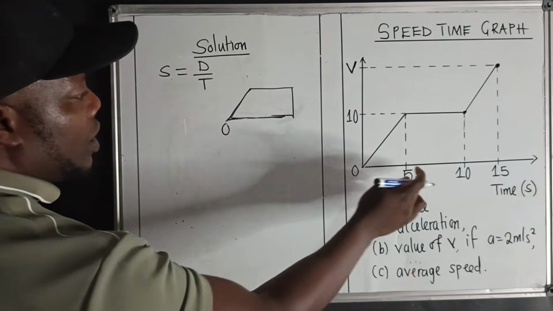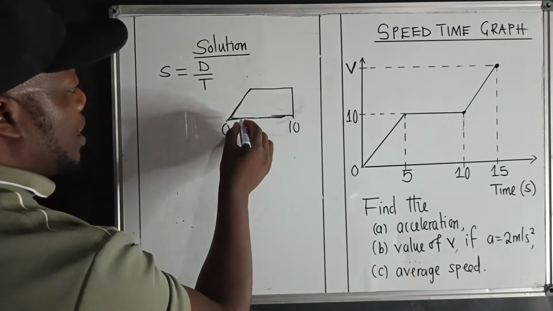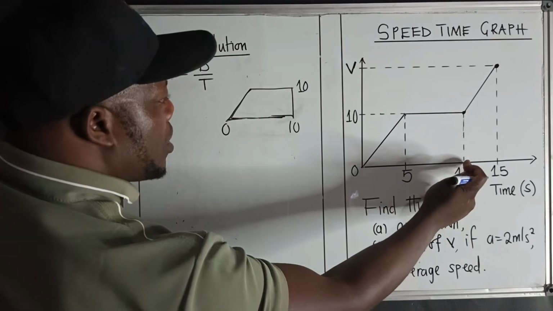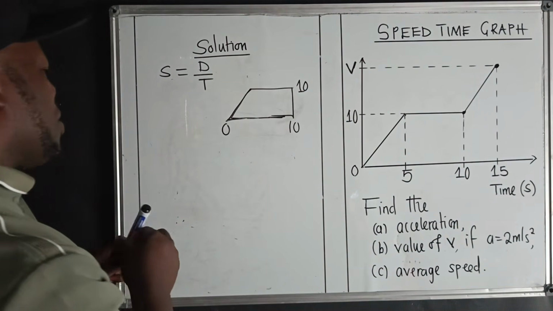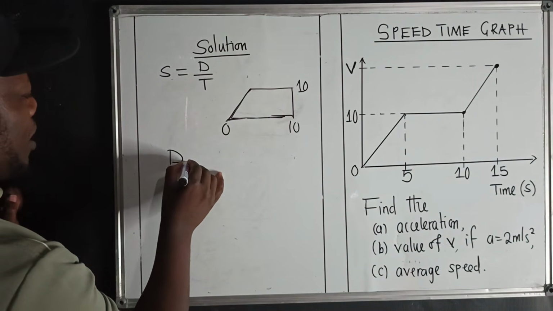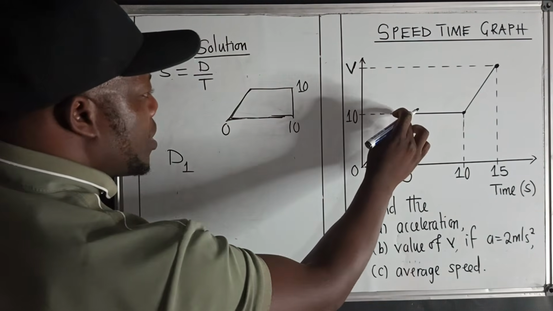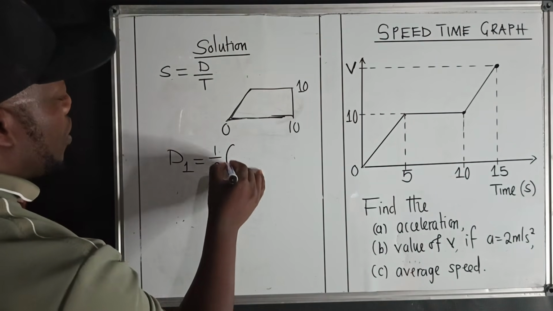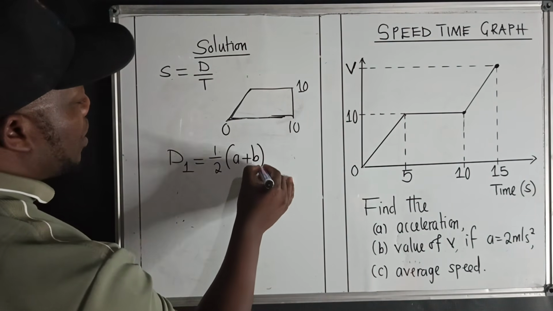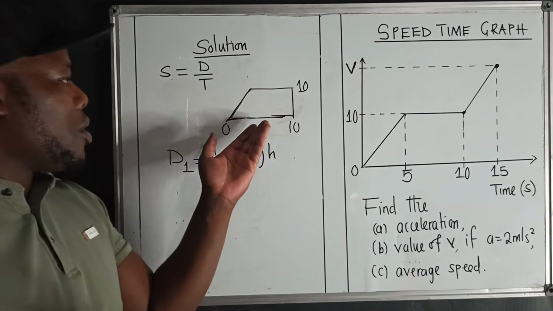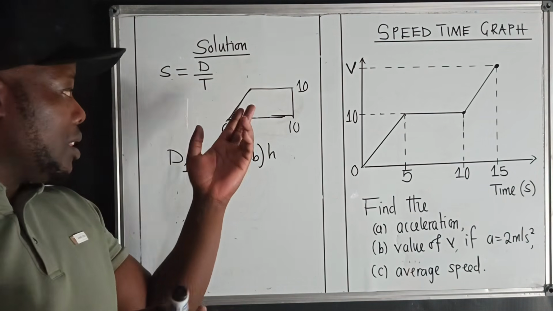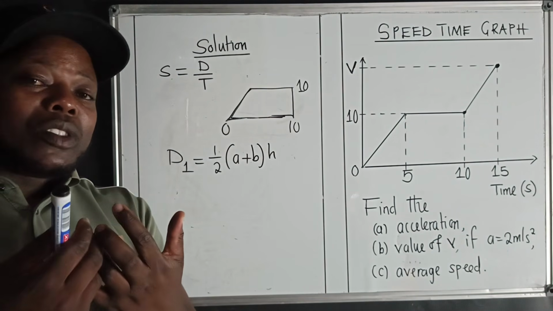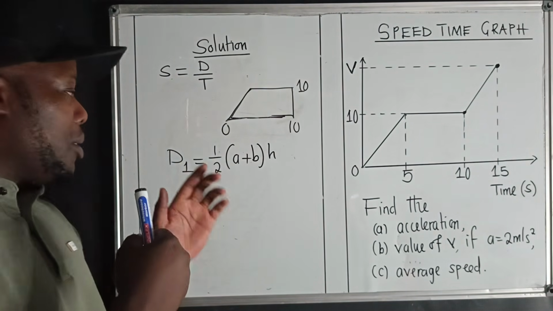Here it's a 0, here it's a 10, and here it's a 10. So going up from here to here, it's 10. So now you're going to say distance 1, which is the distance from here all the way to here. That will be equal to 1 over 2 (A plus B) times H. So this is the formula for finding distance of a trapezium. This is a trapezium right over here. So whenever you want to find distance or area of a trapezium, we use the formula which is right here.